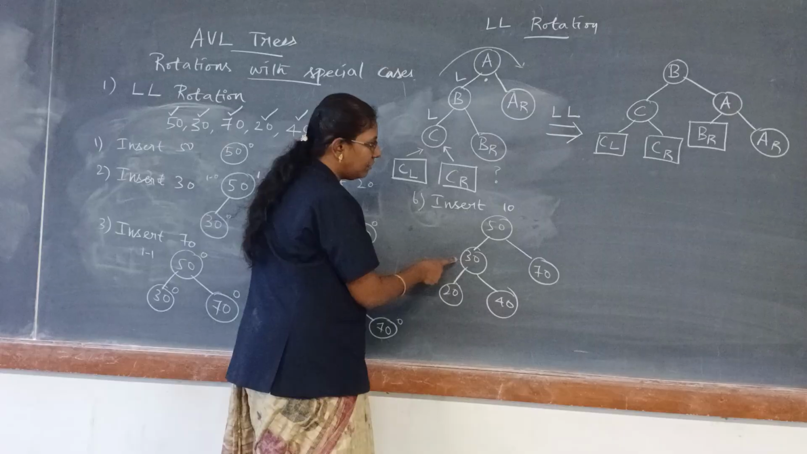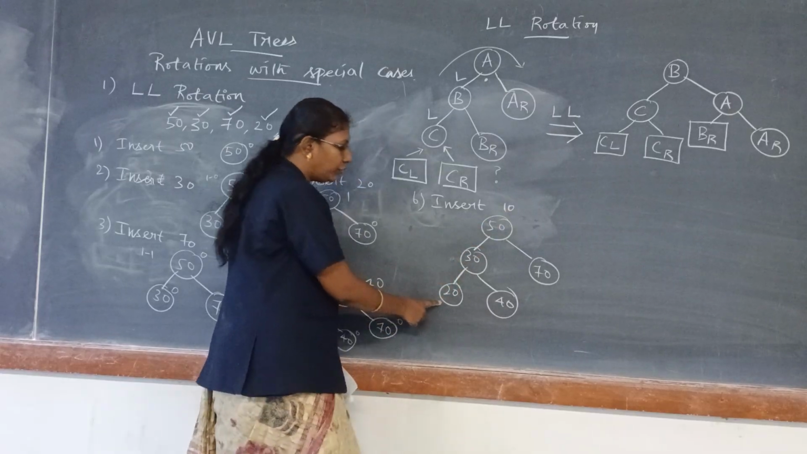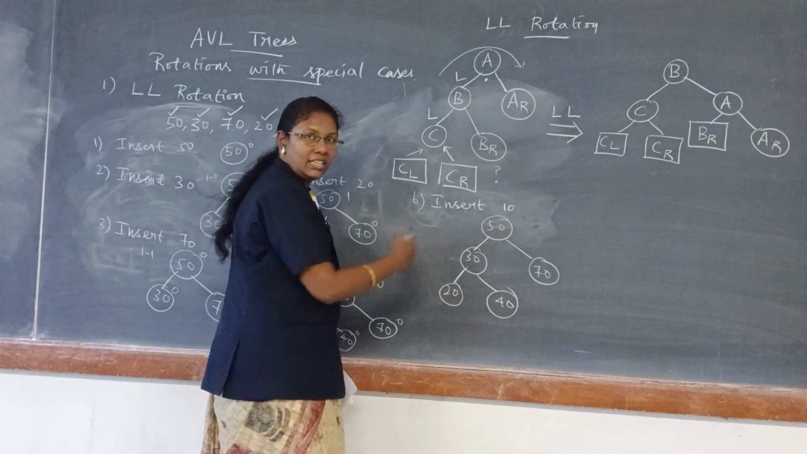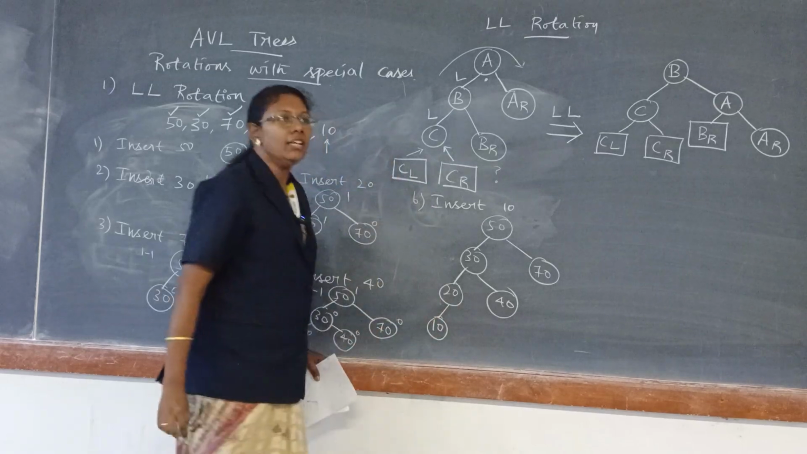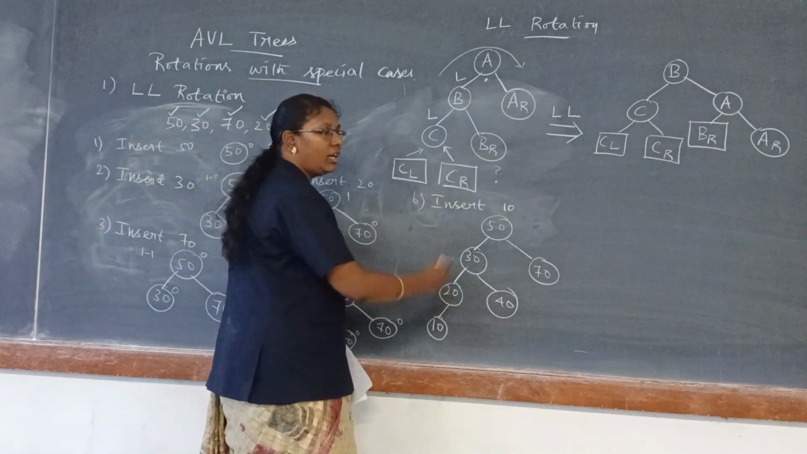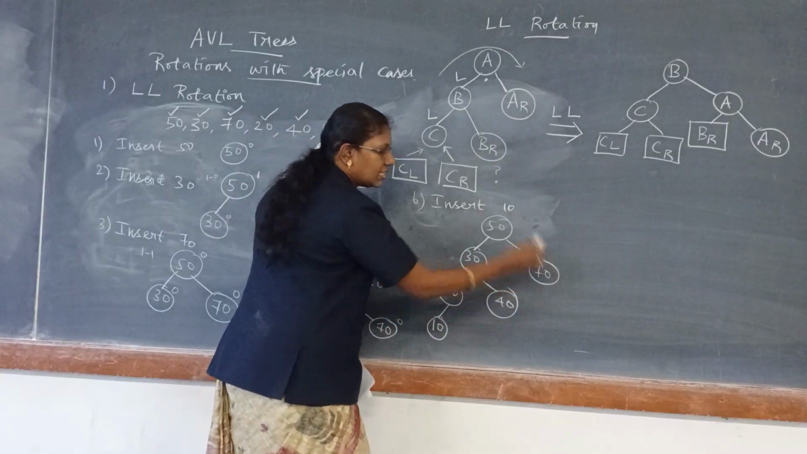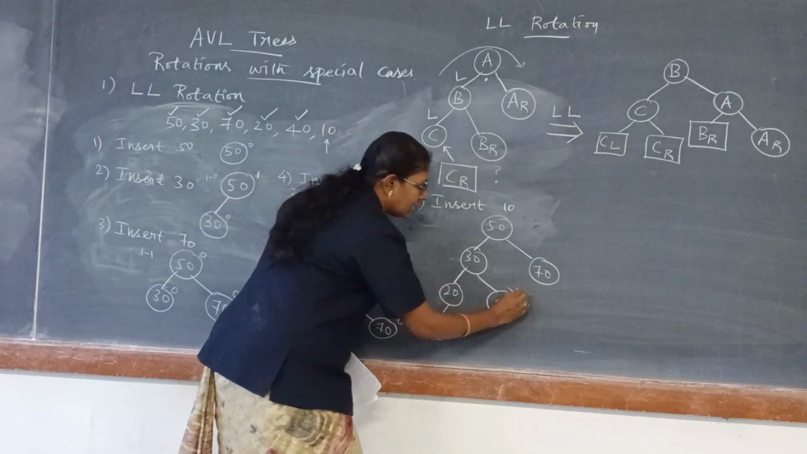Again compare this 30 with 10. So 10 is less than 30, so moving towards the left child of 30, it is 20. Now compare 20 and 10. 10 is less than 20, so I am inserting 10 at this point. Okay. So now calculate the balance factors for all the nodes. So for 10, 40 and 70, all the three nodes are leaf nodes. So the balance factor is 0 here.